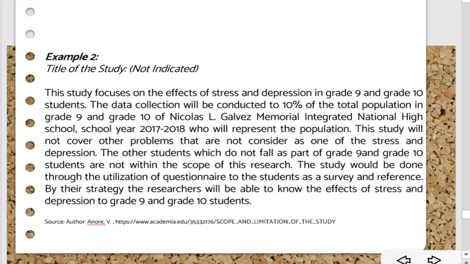The study would be done through the utilization of a questionnaire to the students as a survey and reference. By this strategy, the researchers will be able to know the effects of stress and depression on grade 9 and grade 10 students. So same thing, in this particular scope and delimitation, the author clearly pointed out what will be included and what will not be included. In addition, the researcher also included here the school year, and at the same time, the percentage of the population who will serve as a sample.